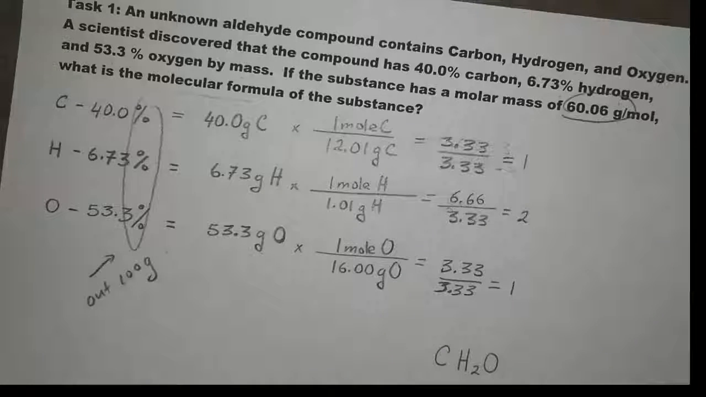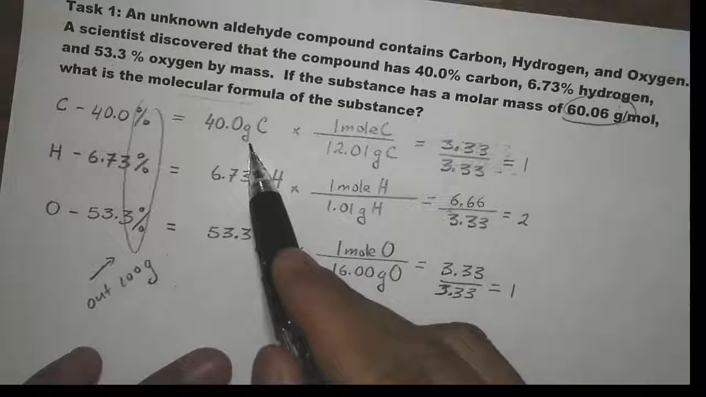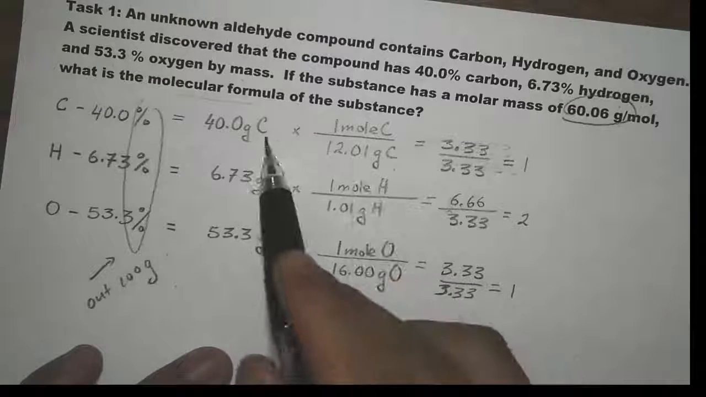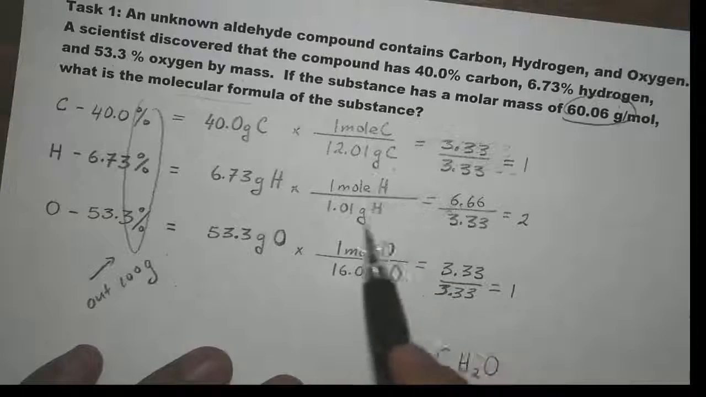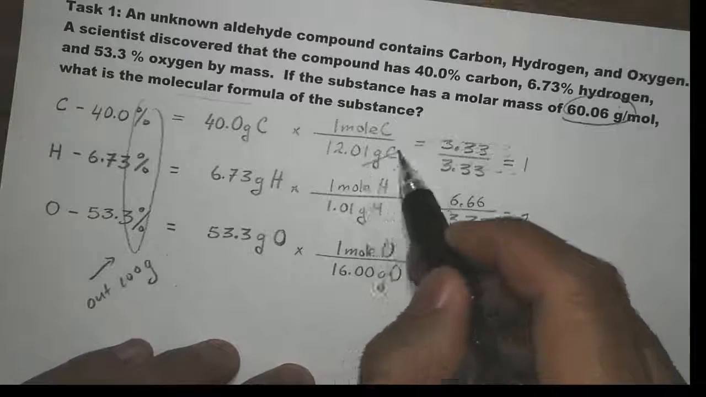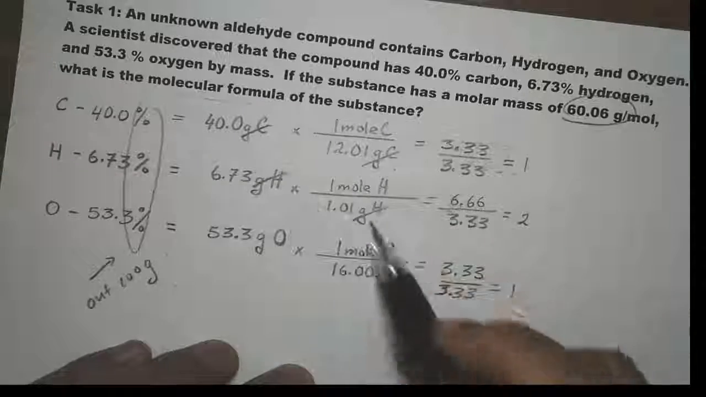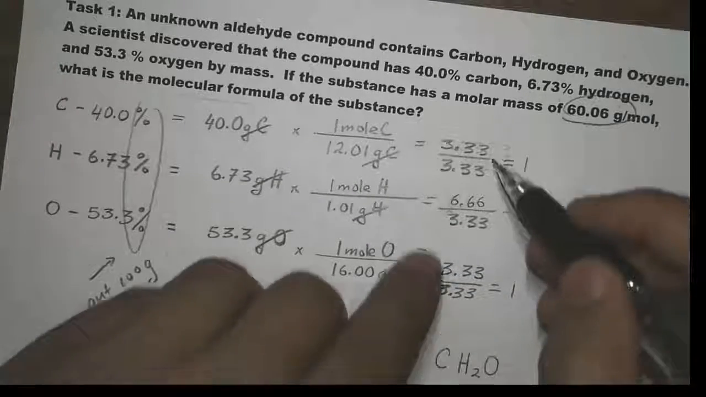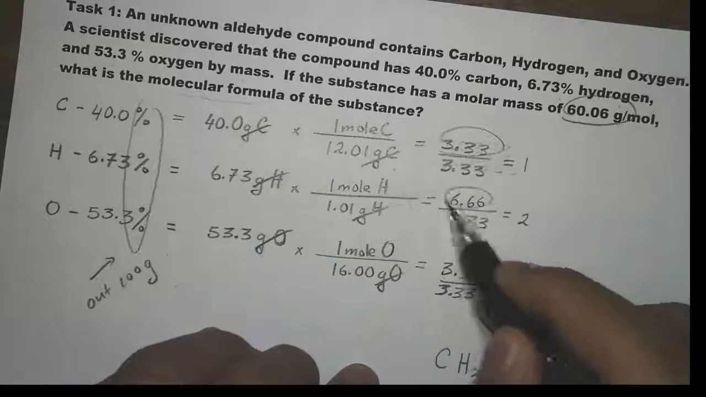And the rest is basically using our stoichiometry to solve from gram to mole. And here are the molar masses from the periodic table. Notice how I have grams on the bottom to cancel out. Gram cancels out, gram cancels out, and gives us our number of moles right there.